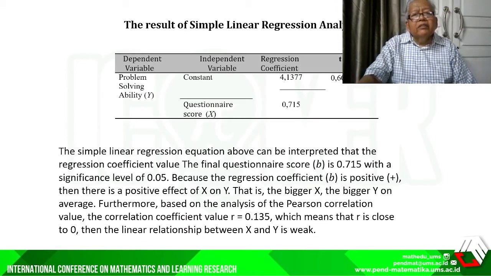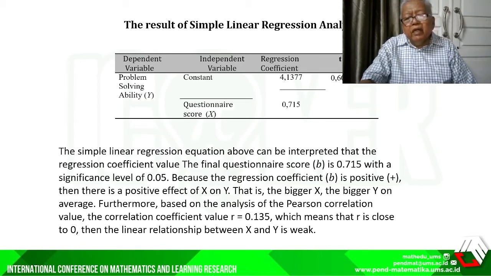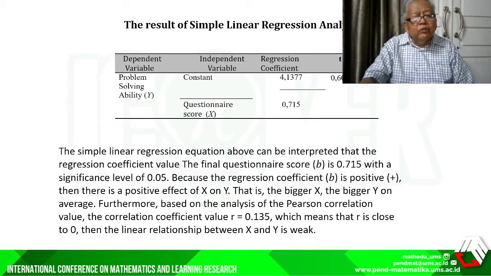The results of the simple linear regression analysis: on the table, you can see that R is close to 0, which means the linear relationship between X and Y is weak.